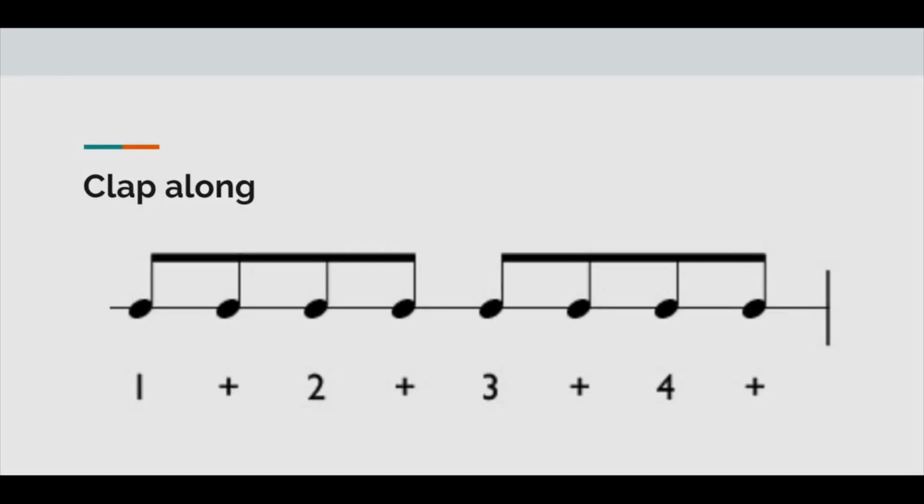And here's a rhythm that you can clap along to. And here's how eighth notes would sound like. 1 and 2 and 3 and 4 and 1 and 2 and 3 and 4 and. Notice there are 2 eighth notes in one beat and they are evenly spaced out.